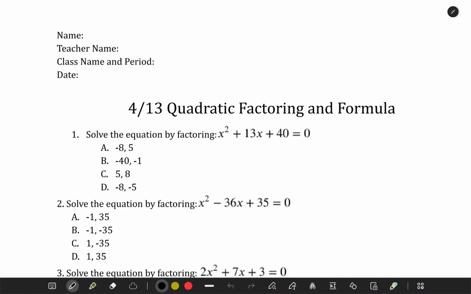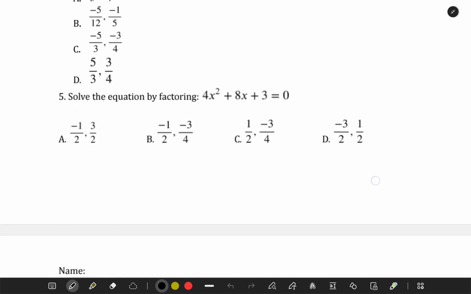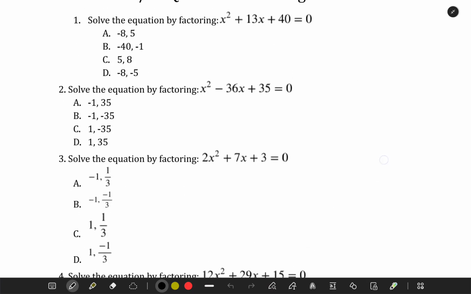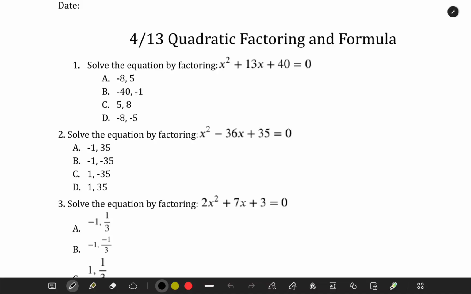Okay, so this is for April 13th, where we're just going to learn how to do quadratic factoring and formula. The first 5 are going to be for factoring, while for the remaining 5, it says solve by using the quadratic formula. Let's look at the first one. It says x squared plus 13x plus 40 equals 0.